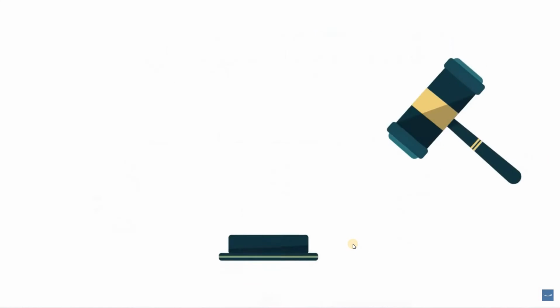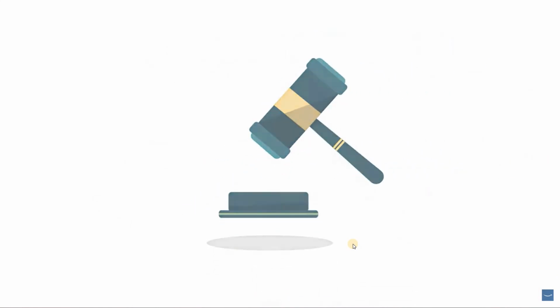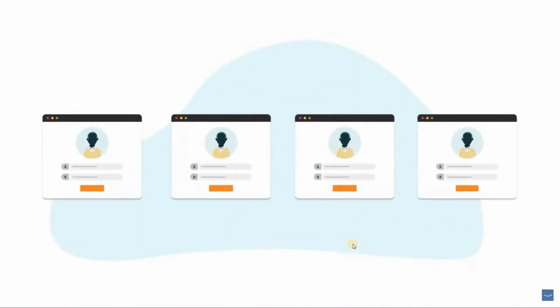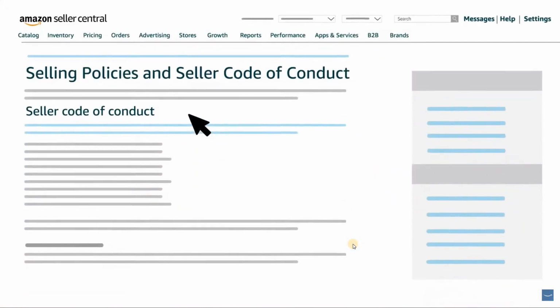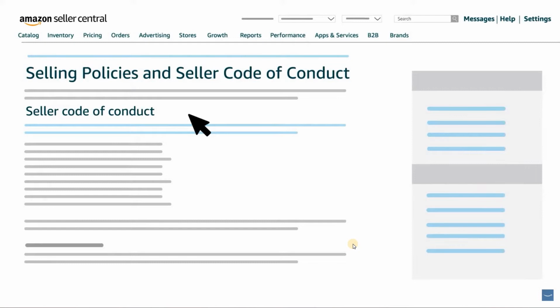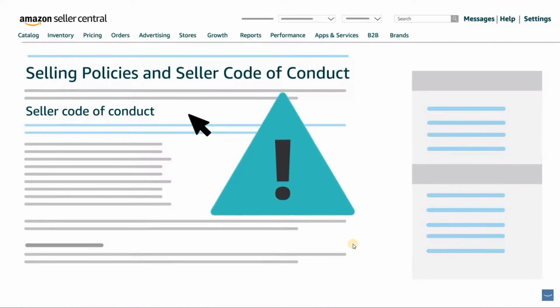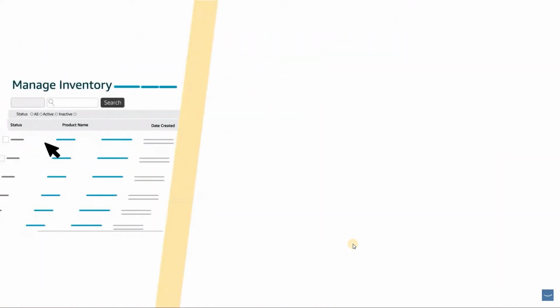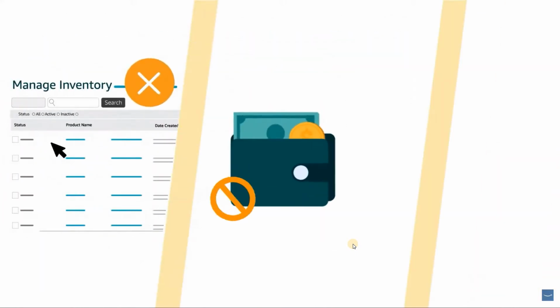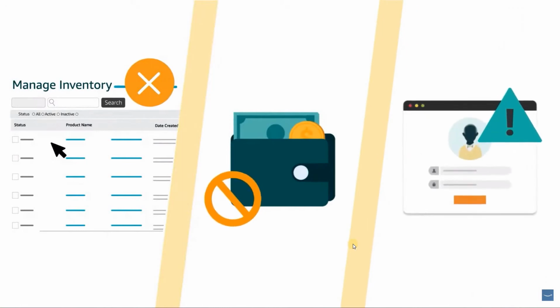Let us now understand when does Amazon take action. All selling accounts that a seller owns must comply with the applicable selling policies and seller code of conduct. Violating Amazon selling policies and seller code of conduct, or any other Amazon policies, may result in actions against your accounts such as cancellation of listings, suspension or forfeiture of payments, and account deactivation.